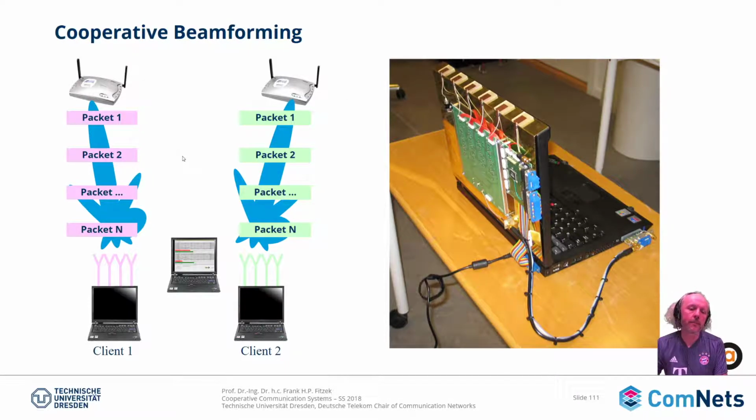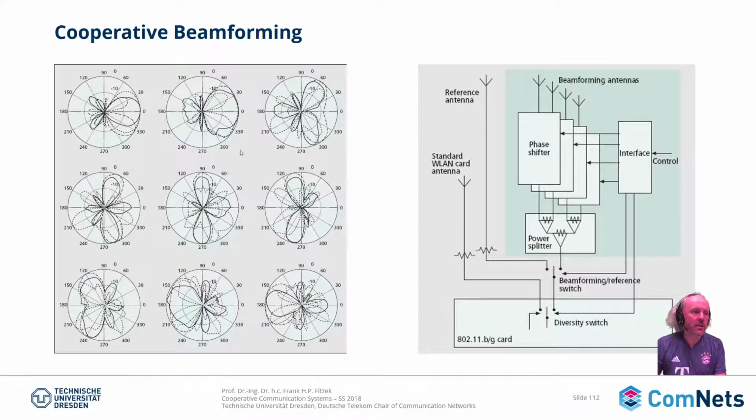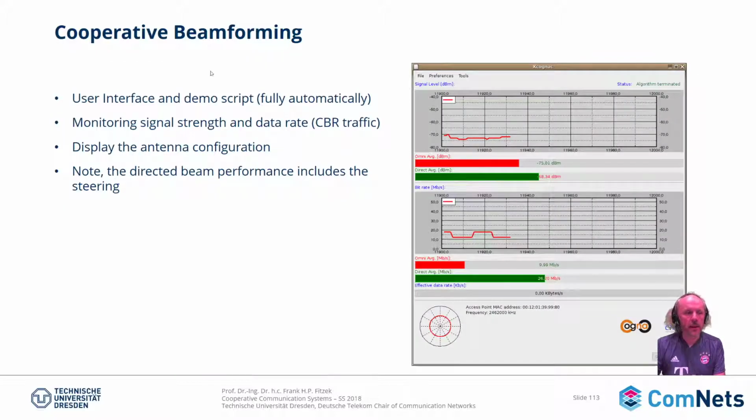It was also a nice project, also 2003, and we built this beamformer on a laptop where we replaced the normal omnidirectional antenna with a passive phase shifter and doing some beams. Interesting was how many beams you can get out of it. We selected 16 of the beams and then just said pick one of the 16 to optimize the performance. Then there you see the user interface.